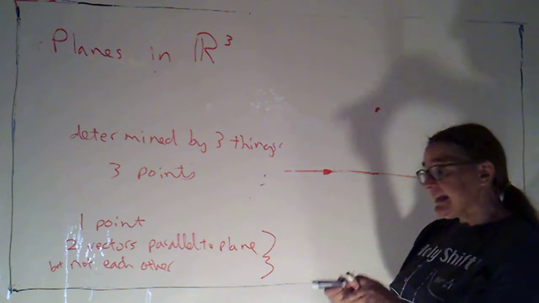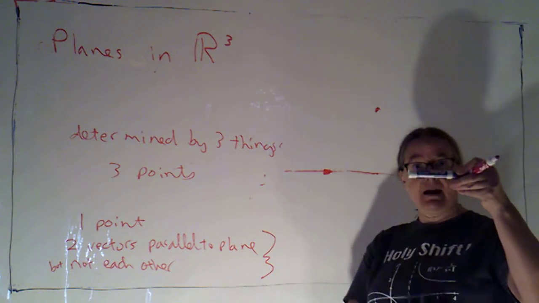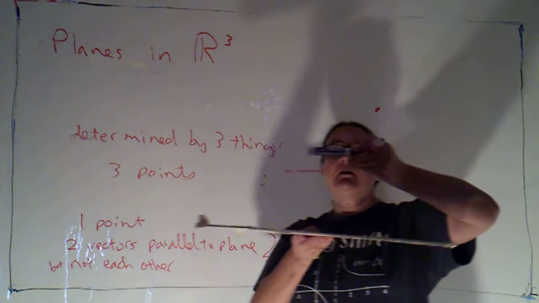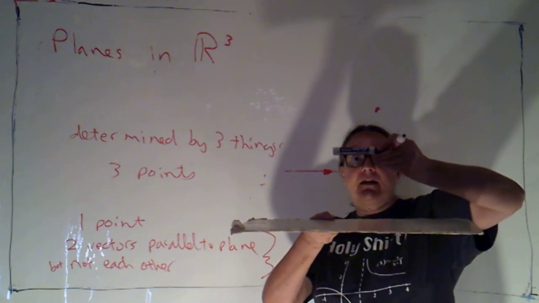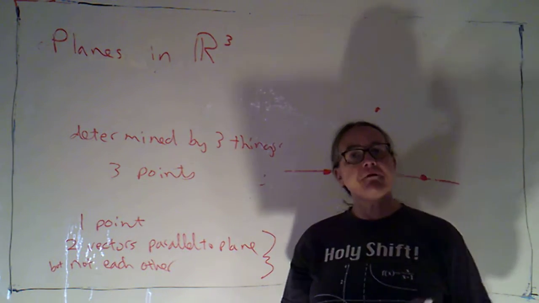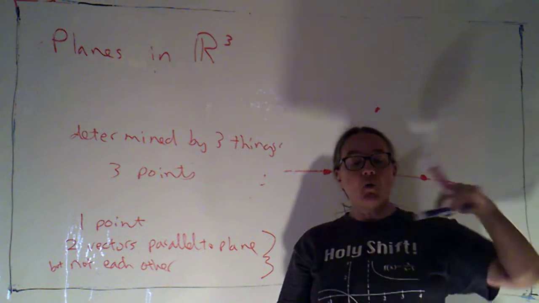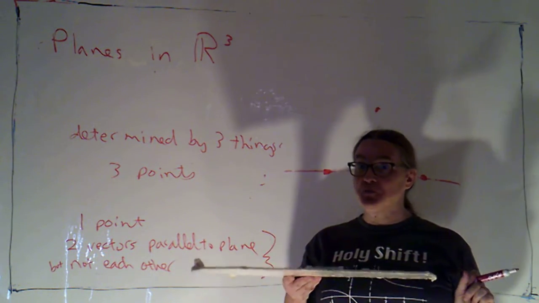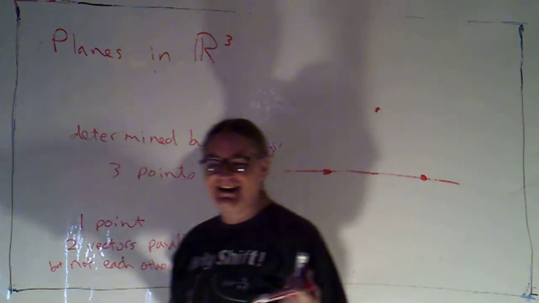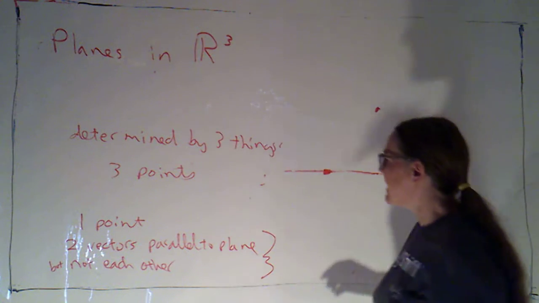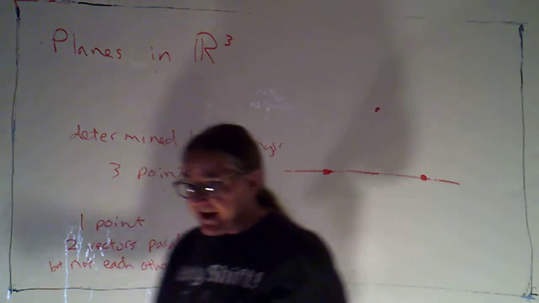So the idea is that when I have 2 vectors that are parallel to the plane, and let me just remind you, parallel to the plane means visually exactly what you think it would. This is not parallel to the plane, this is. If a vector is parallel to the plane, when I put its tail on the plane, the tip is on the plane too. So if I translate it so that the tail is on the plane, the tip will be as well.